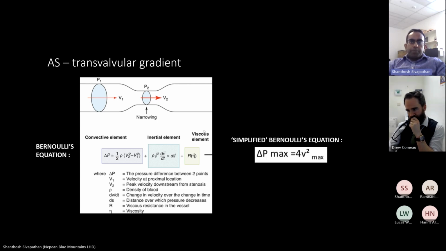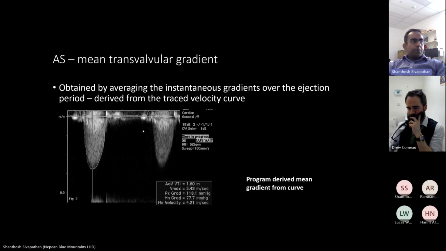And essentially what we end up with by using this and kind of ignoring the viscous and the inertial elements and so forth, we assume that they're negligible, and we know that they're kind of negligible, we get a simplified Bernoulli equation. And that way we can calculate what the transvalvular gradient is. And it's essentially change in pressure is 4V squared. This becomes important because that's how we also obtain the mean gradients and so forth.